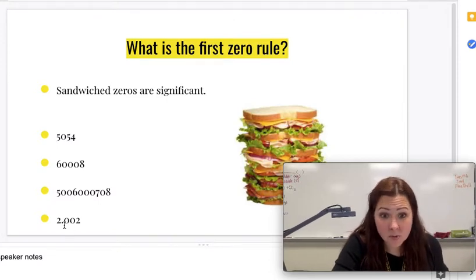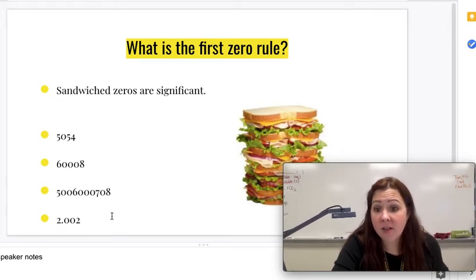This one has a decimal there, but it doesn't matter. Those zeros are still sandwiched between a 2 and a 2. So because those are sandwiched in between, they all count. That one has 4. So far everything counts.